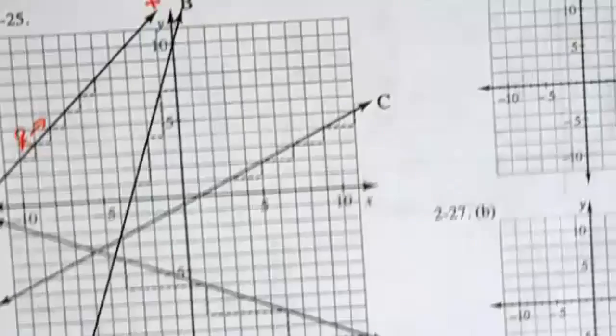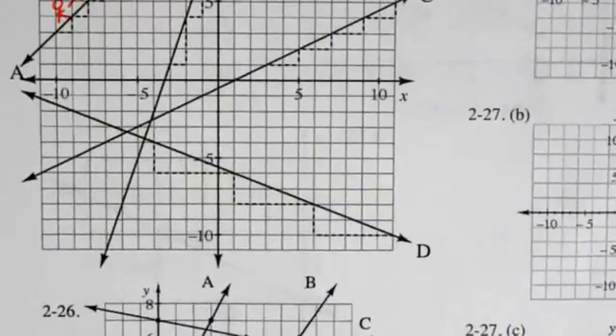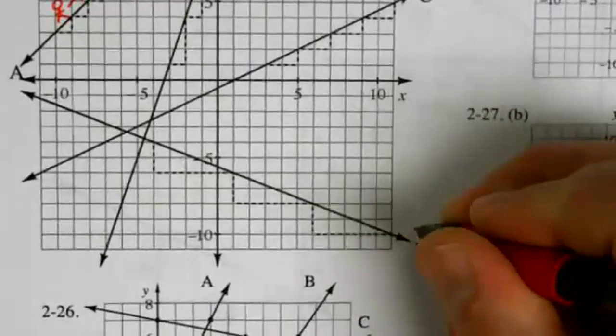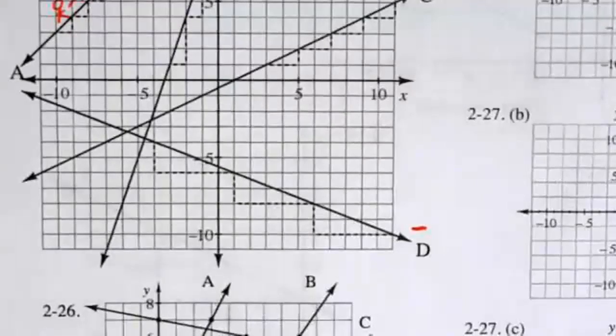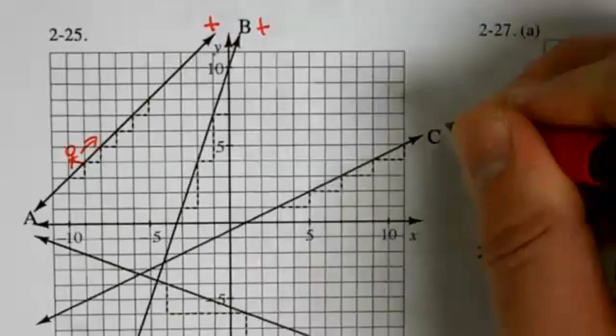You know what? I'm only seeing one that's negative. Are you only seeing one that's negative also? What's the one that's negative? D would be negative. If you were moving from left to right along D, you'd be going downhill. So B and C would both be positive slopes.